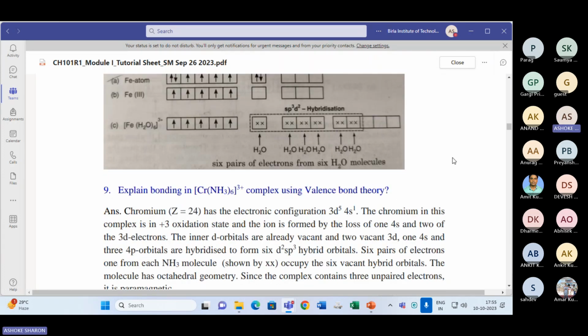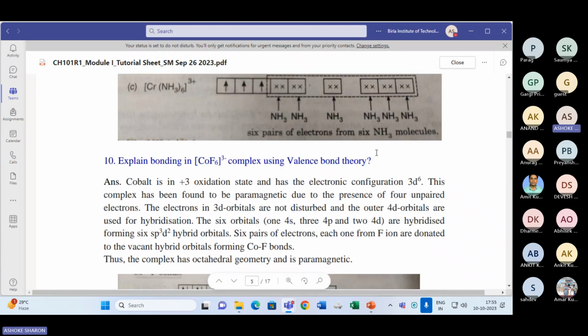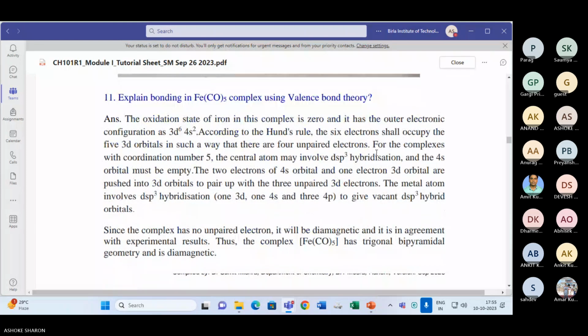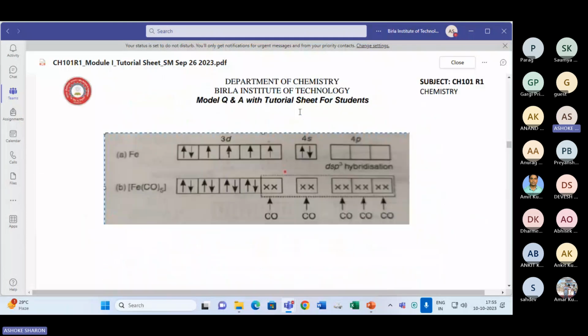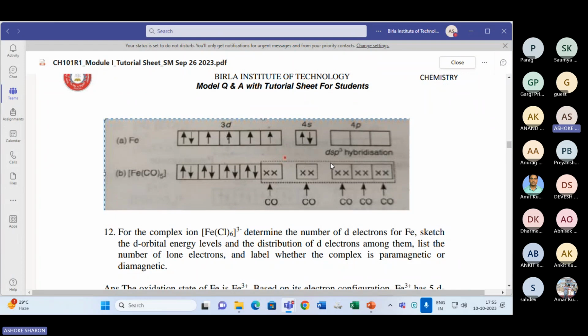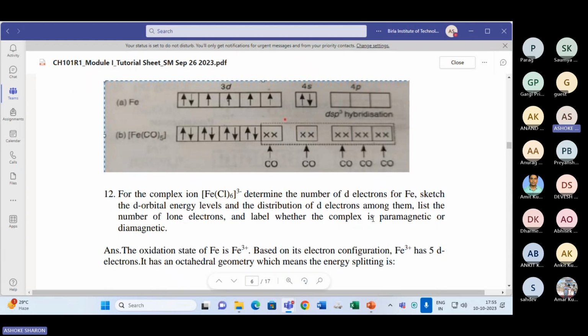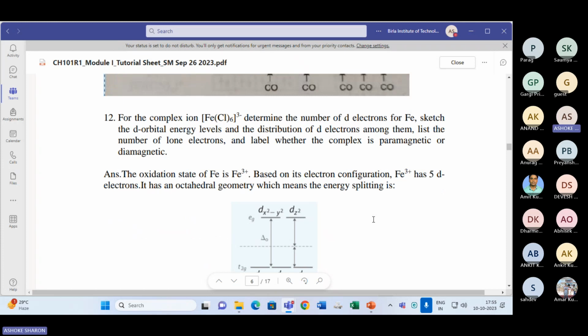Now explaining bonding in the chromium NH3 6 complex using valence bond theory. Just the same example repeated here. Same with carbon monoxide. You just need to understand that if it is a strong field ligand, then it will form the inner orbital, and if it is a weak field ligand, then it will form the outer orbital. Okay.